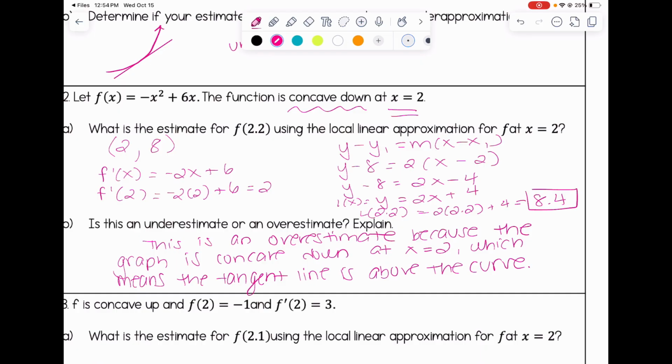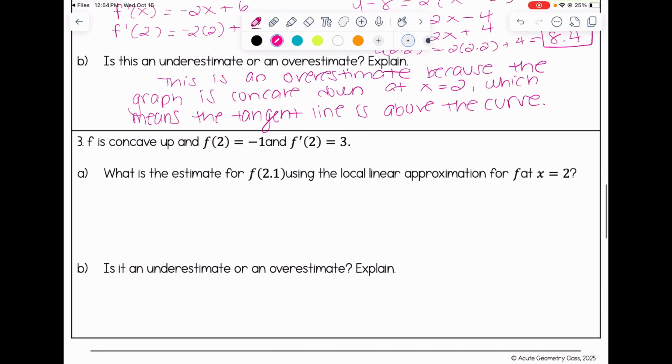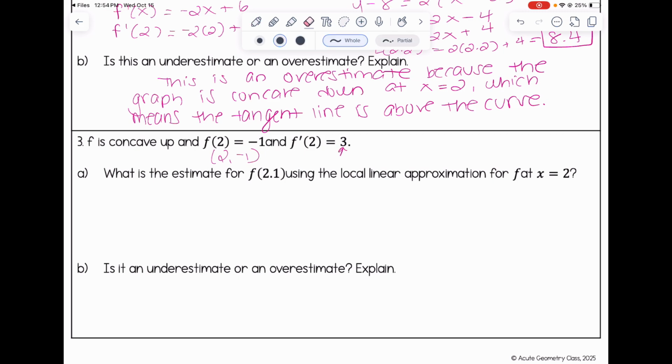All right, let's look at one last example. In number 3 here, we are not given a function at all. It says f is concave up, f of 2 equals negative 1, and f prime of 2 equals 3. We want to find the estimate of f of 2.1 using the local linear approximation for f at x equals 2. We are given our point and our slope, so I have all of the pieces I need. I'm going to plug into point-slope form, and when I solve for y, I get y equals 3x minus 7.